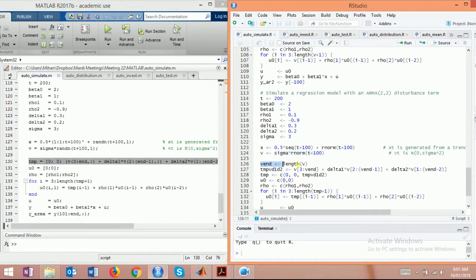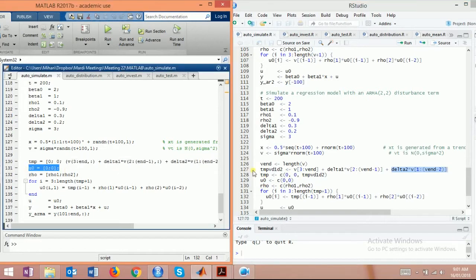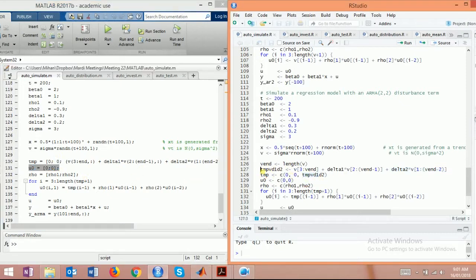Wind equals length of v, temporary d1 d2, only for d1 d2 is v3 to wind delta 1, v2 to wind minus 1 delta 2, v, very simple, to wind minus 2 v and minus 2. Temporary is u0. You're creating a column now, 0 0, first two are 0 and the third one is temp, this one, u0 cc row, everything else remains same.